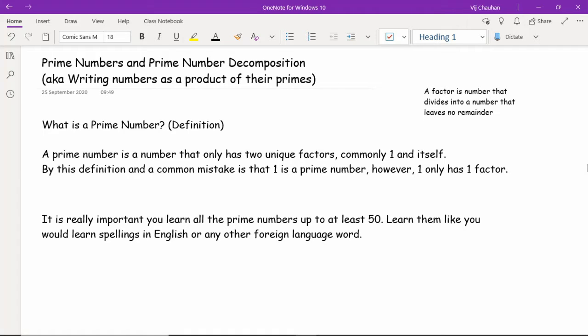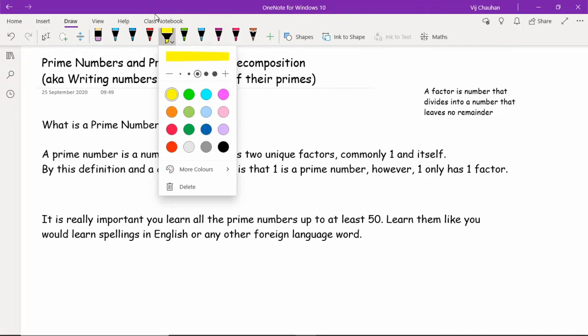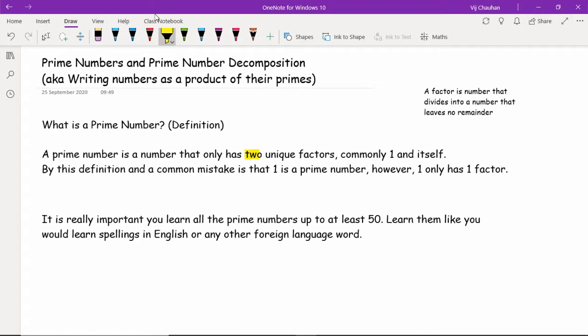Now there are many ways and many sort of errors in people's descriptions of what a prime number is. A prime number is a number that has two unique factors, and there are two key words there, one being the number 2 and the other being unique. So they've got to have two different factors.